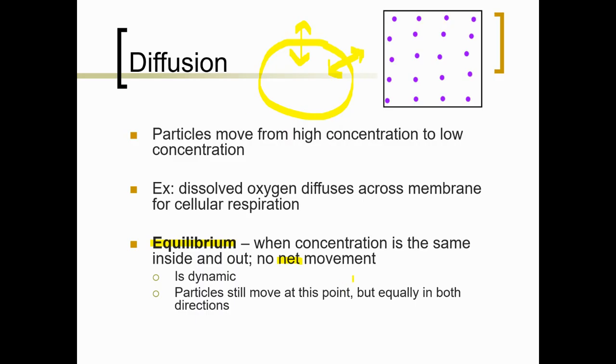Now, if there's a difference in concentration, those molecules are going to be moving in one particular direction. So if they were higher on the outside, they'd be moving in, or vice versa. But once they reach equilibrium, they pretty much move back and forth equally.